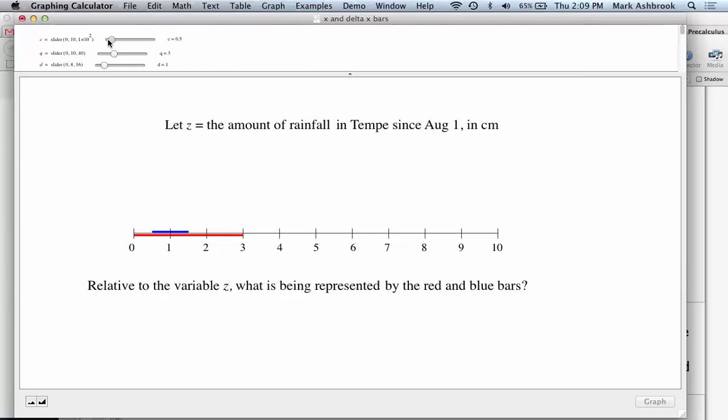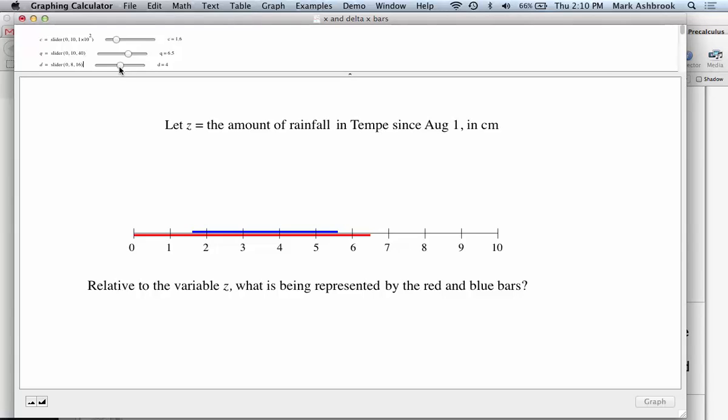Let's make this one bigger. So I'm not introducing any new quantities here, okay? It's still about Z, the amount of rainfall. But I put this blue bar up here. So what might the blue bar represent relative to Z?